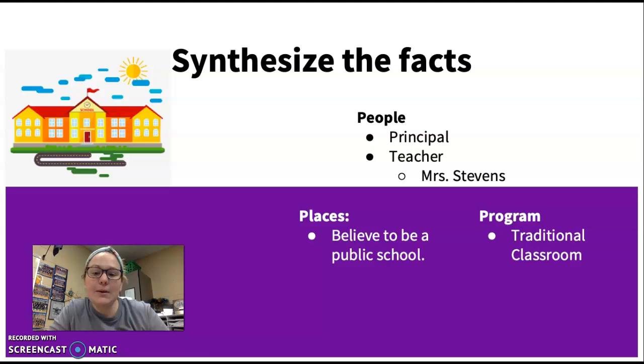Synthesize the facts. People. You've got the principal, the teacher, who is Mrs. Stevens, doesn't say what class she teaches, doesn't say what grade, nothing, but then you also have her students that are also the people in this situation. Places, it does not tell you anything about this school, so I believed it was a public school program. Again, it doesn't inform you of anything about the classroom. So to me, I took it as she was teaching a traditional classroom.